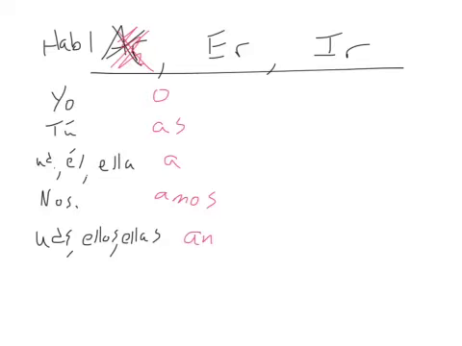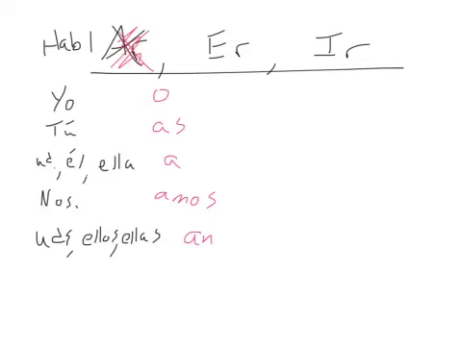So if I want to say I speak or I talk, it would be yo hablo. You talk would be hablas. Usted, él, ella would be habla. Hablamos, hablan. They speak, hablan. You speak, hablas. You with respect speak, habla. I speak, hablo. We speak, hablamos.